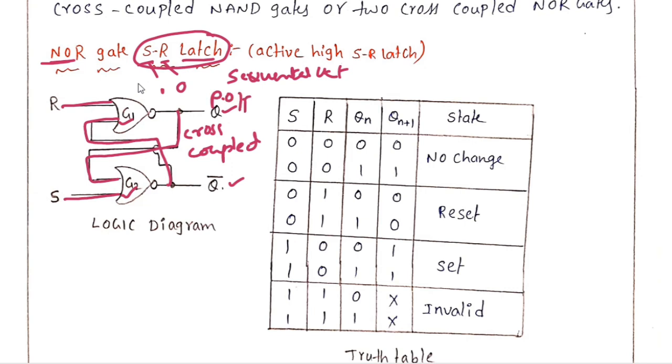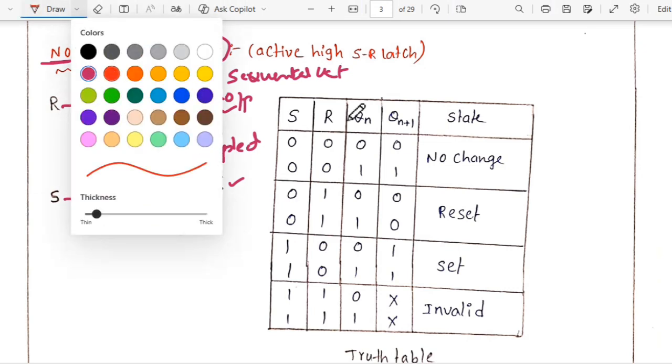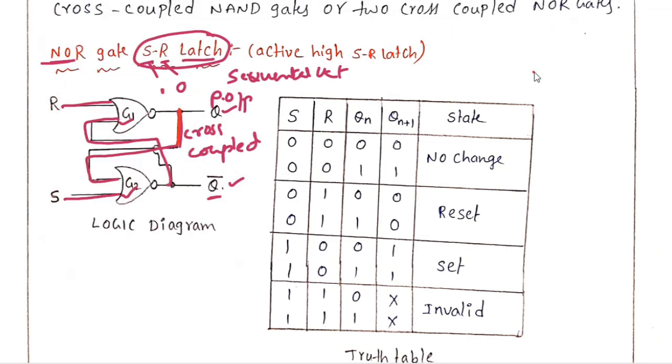Actually, this is a present output, but this present output is given to the input of G2, that is Q. And this present output Q bar is connected to the input of G1. Now R and S are the present inputs, Q and Q bar are the past outputs. So from the present inputs and past outputs, the output generated is called the next state, Qn plus 1.